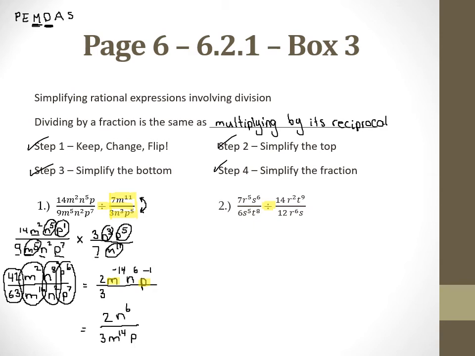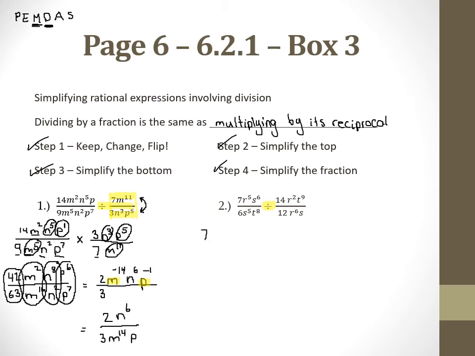One more example here that we will do all together. 7r to the 5th s to the 6th divided by 6s to the 5th t to the 8th. All of that divided by this second fraction. So step 1 is to remember that division is the same as multiplying by the reciprocal. So we're going to keep, change, flip.